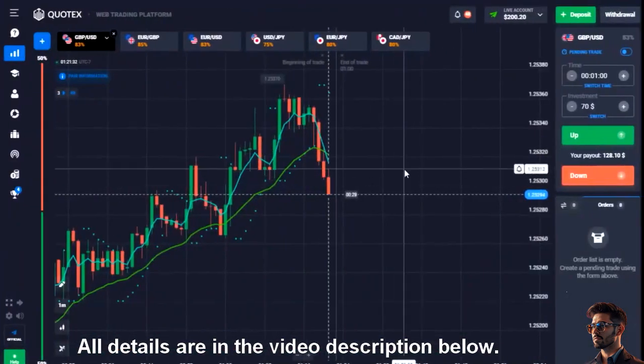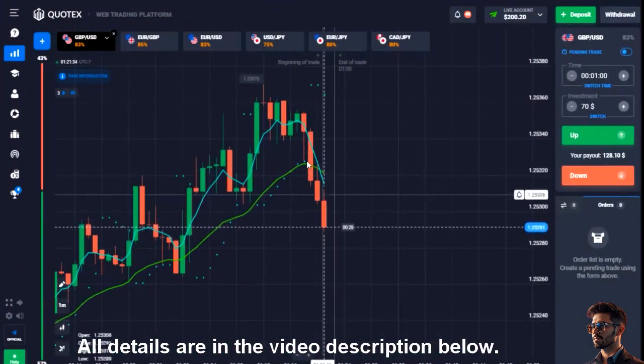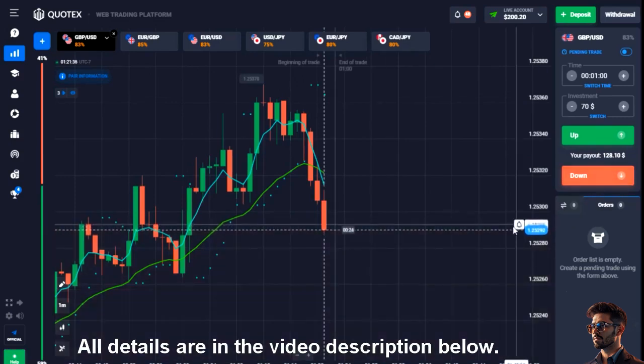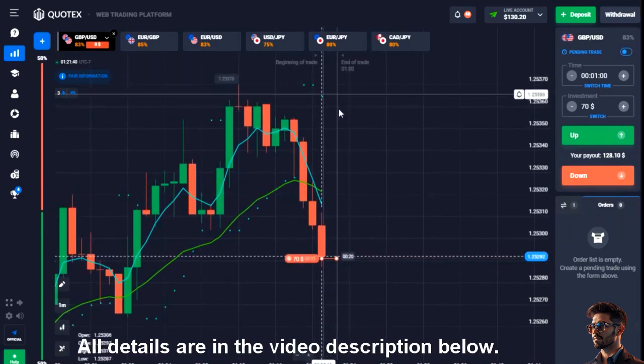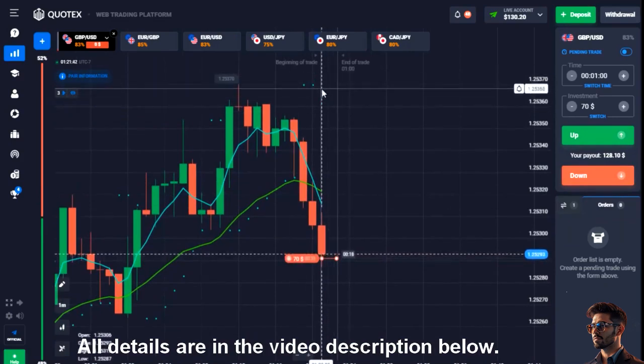Okay guys, over here I'm finding a good moment, so I'm going to enter a trade on this real quick. As you can see right here, our parabolic SAR just indicates a very strong overbought position.